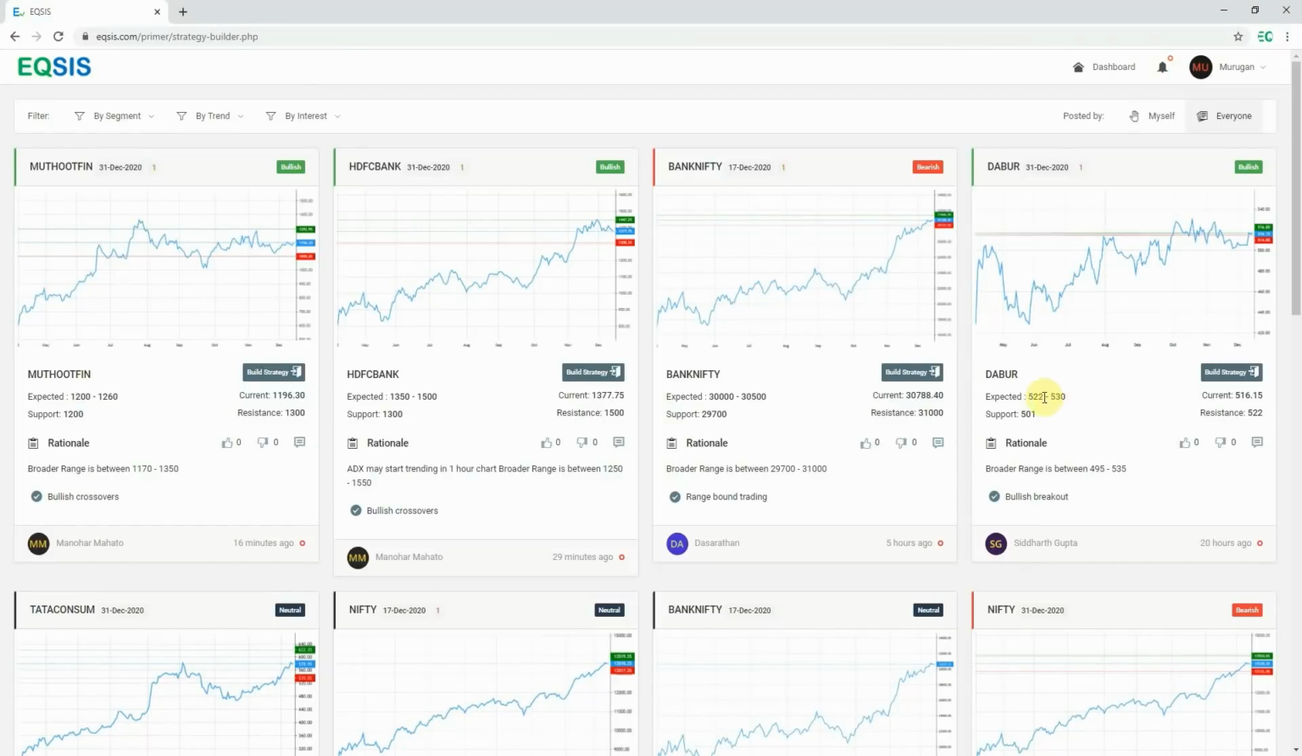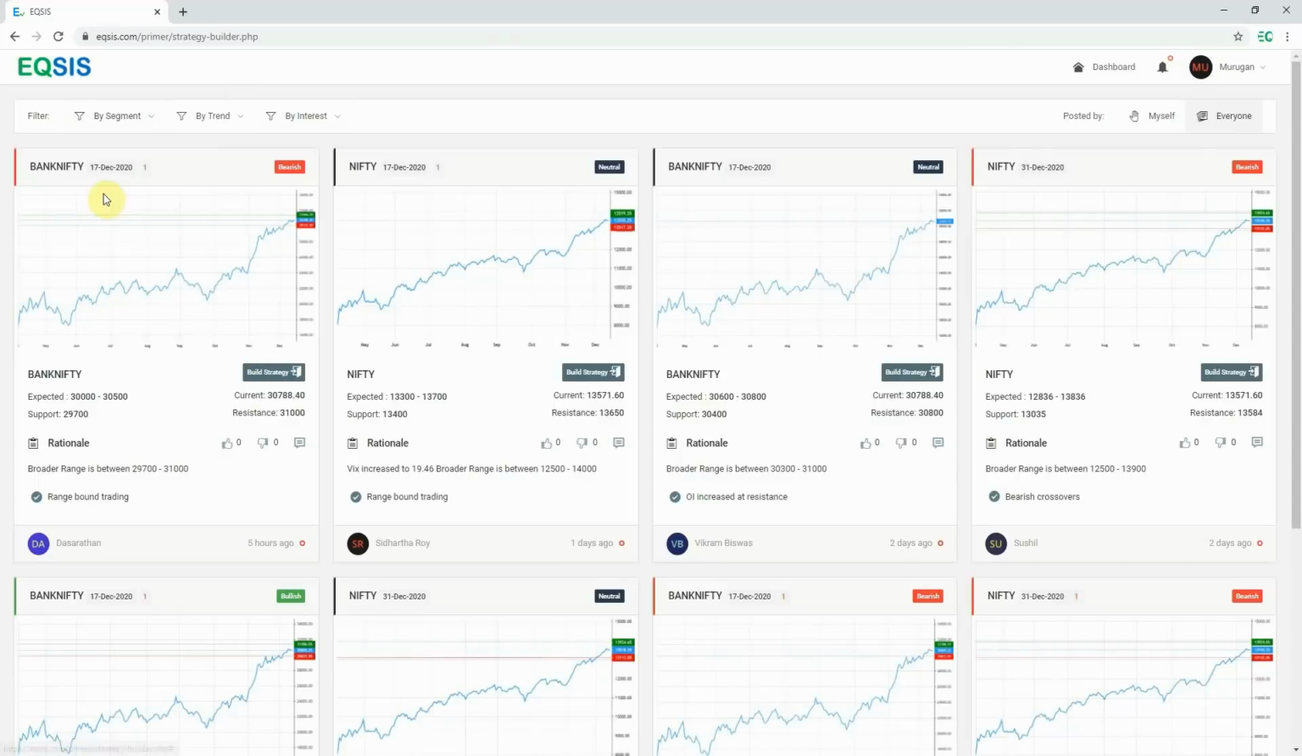Okay. Now let's take Bank Nifty here. I hope you guys can see there's Bank Nifty, which is the 17th December contract. Okay. Now let me filter. Anyone formed a strategy for Nifty? Okay, now let's take Nifty.